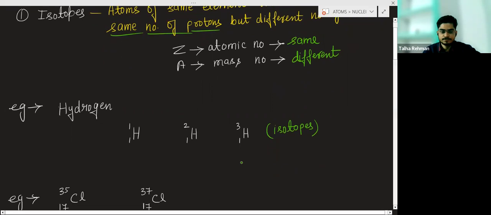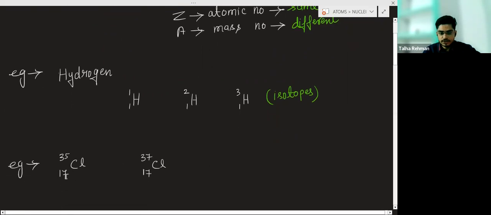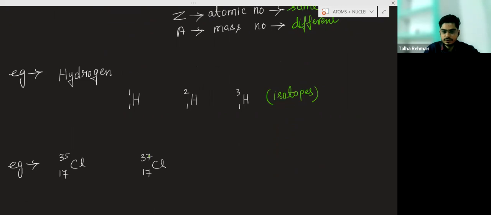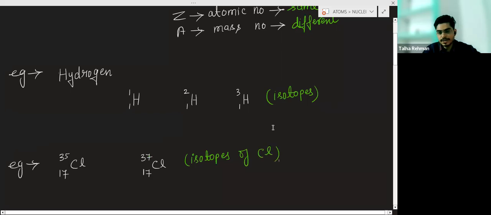One more example. Chlorine. You can see 17 and 17. Same atomic number. See mass number 35, 37. Different. So these are isotopes of chlorine. These are the isotopes of hydrogen.